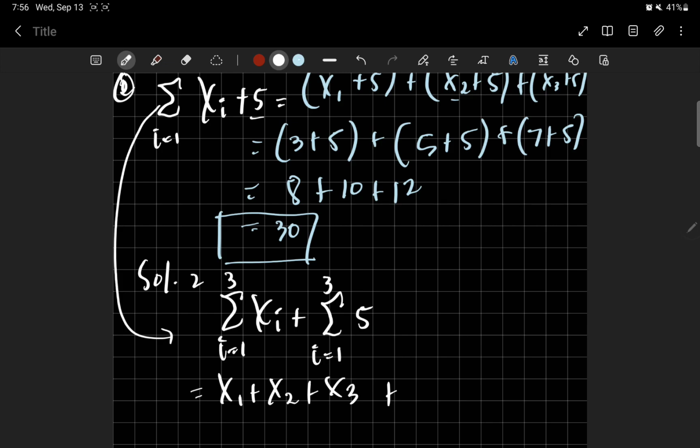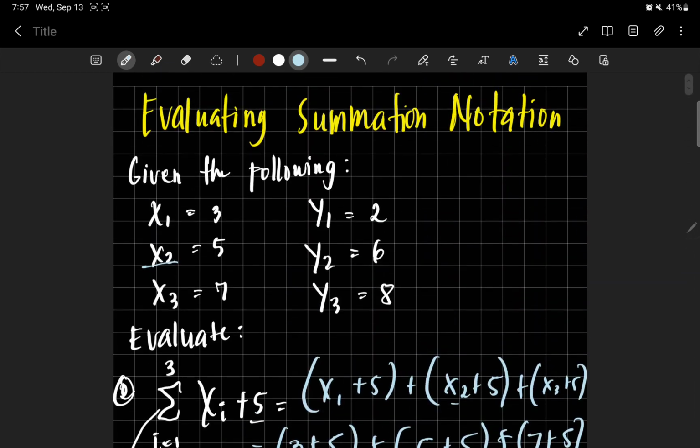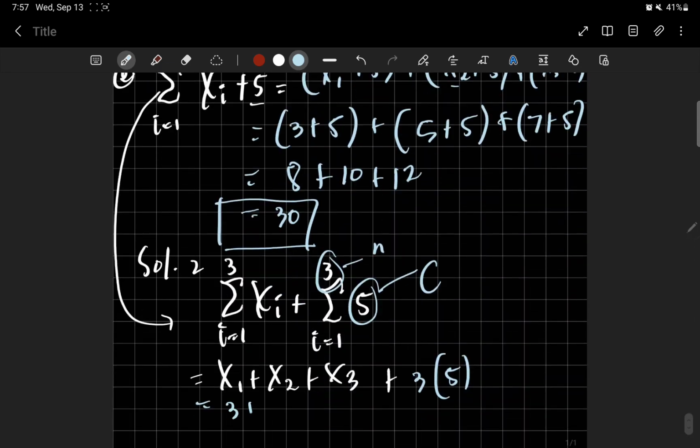Sabi natin, ano ba yung n natin dito? Di ba ito? And our constant is 5. So, sabi natin, kapag the summation of a constant is equal to the n or the stopping point times the constant. So, that is 3 times 5. Ayan, tama, 3 times 5. Okay? Next, x sub 1, sabi natin, we have here 3, 5, and 7. So, we have here 3 plus 5 plus 7 plus 3 times 5.